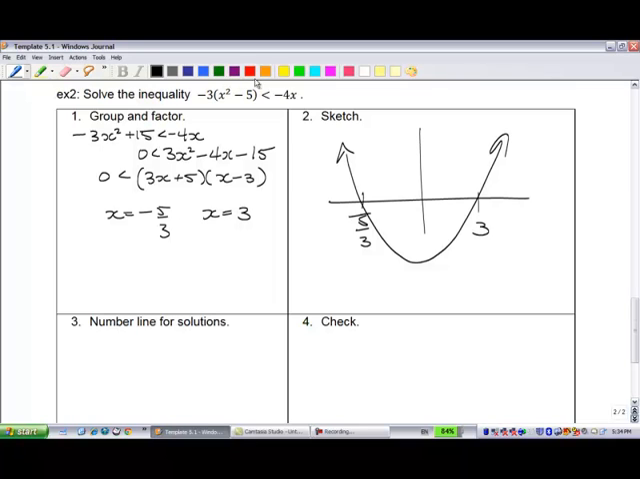And in this case, we again want a parabola, which is this 3x squared minus 4x minus 15. That defines our parabola. We want it to be larger than 0. It's on the large side of 0. So the large side of 0 again is outside that region there.